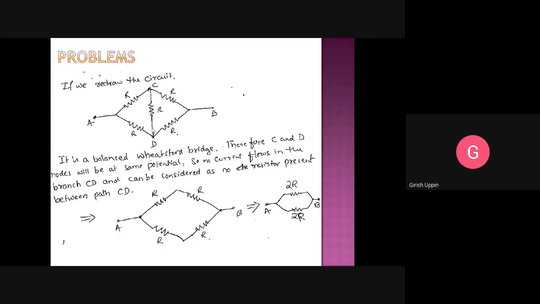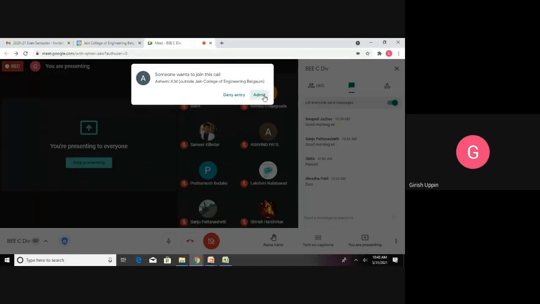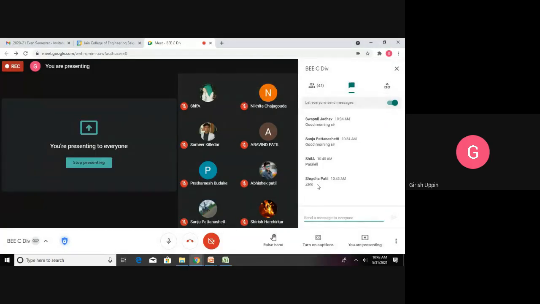When will the current flow? When there will be flow of current. Correct, when it is 0, the Wheatstone bridge is balanced. Can you come again? When the Wheatstone bridge is balanced, the current in the middle branch is 0. Okay, so what is the meaning of current 0? Or rather, when will the current flow?